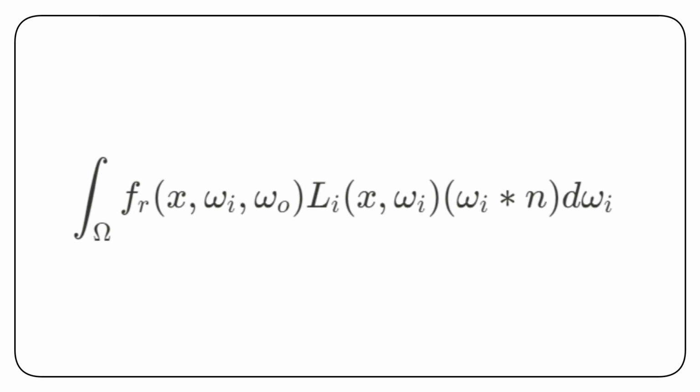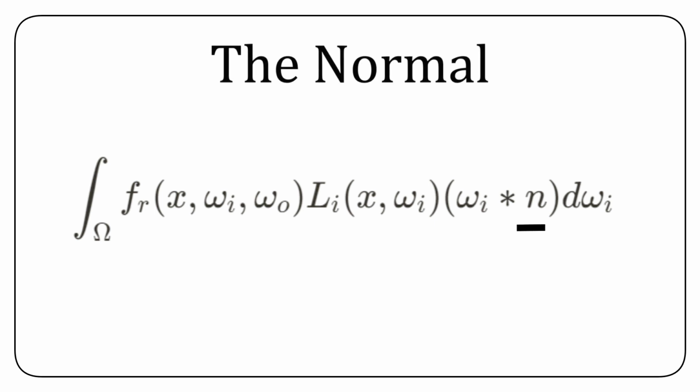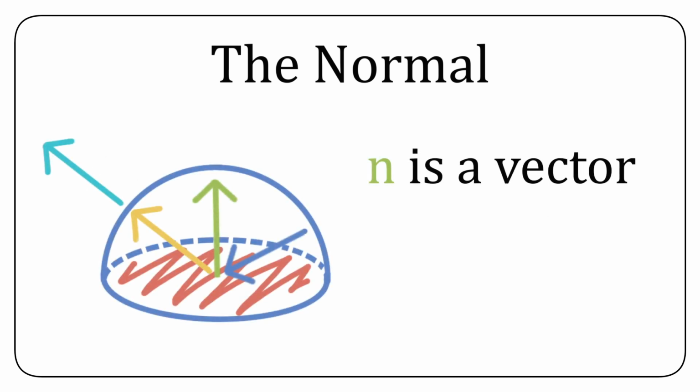Before understanding the final part of the integral, we need to understand what the normal, or n, represents within the rendering equation. The normal represents a vector that is perpendicular to the tangent of the surface point x at which the light behavior is being determined. For example, if x is a point on the floor of the scene, then the normal would be a perpendicular vector pointing up towards the ceiling.